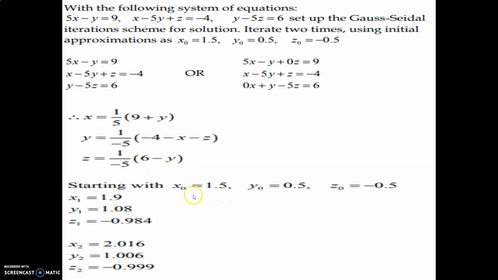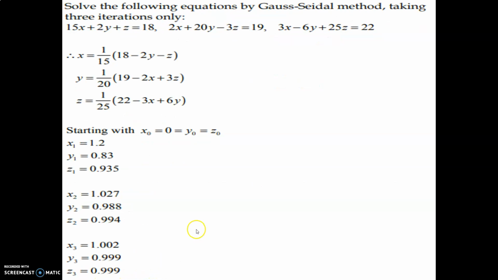Starting values we have to consider x0 1.5, y0 0.5, z0 minus 0.5, x1 1.9, y1 1.08, z1 minus 0.984. x2 is equal to 2.016, y2 1.006, z2 minus 0.999. Now we have to solve again the example based on the Gauss-Seidel method taking 3 iterations.